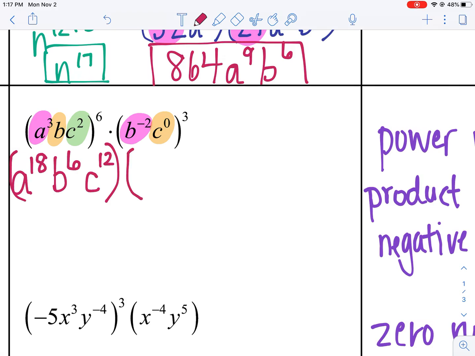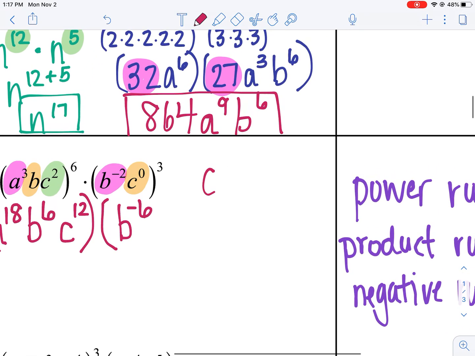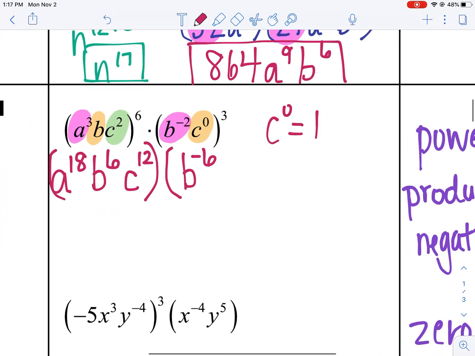So I come down, I bring my parenthesis, I say b, negative 2 times positive 3 gives me negative 6. And then c to the 0 is technically equal to 1. And 1 to the 3rd power is also equal to 1. So I'm going to write you a little note over here. Follow along this way. Therefore, I have simplified that c all the way down to 1. And if I multiply b to the negative 6 times 1, it's still b to the negative 6. Therefore, that c is completely gone. It's simplified out to 1.